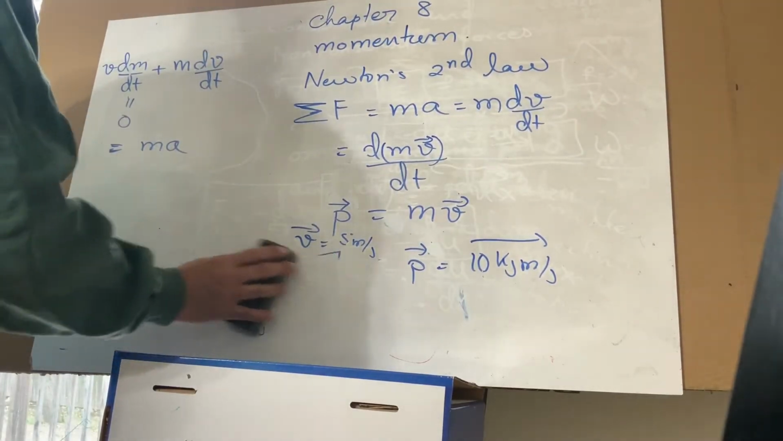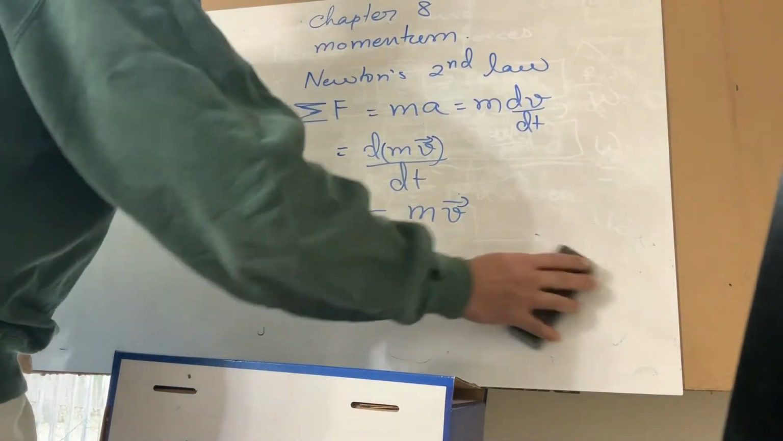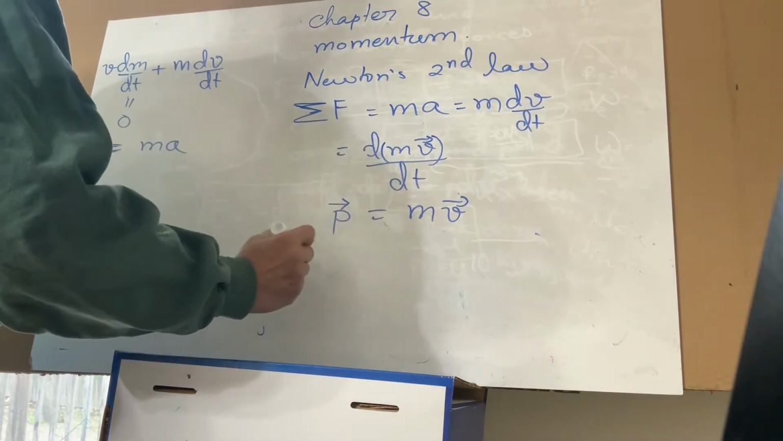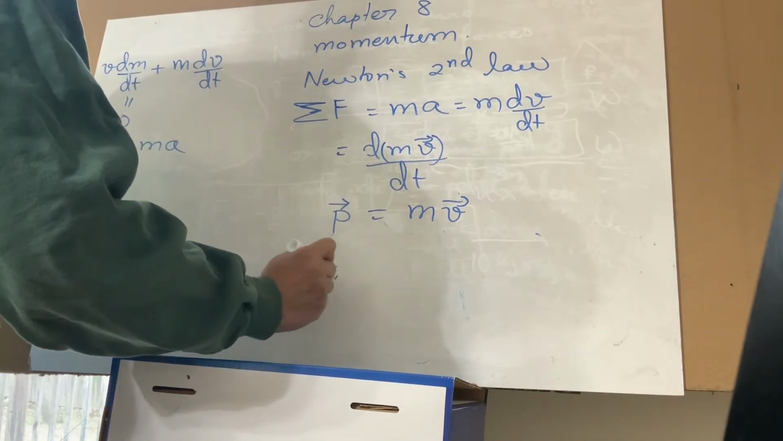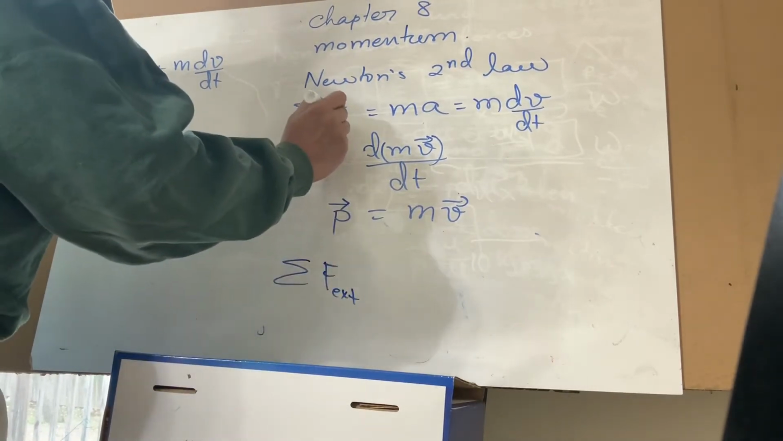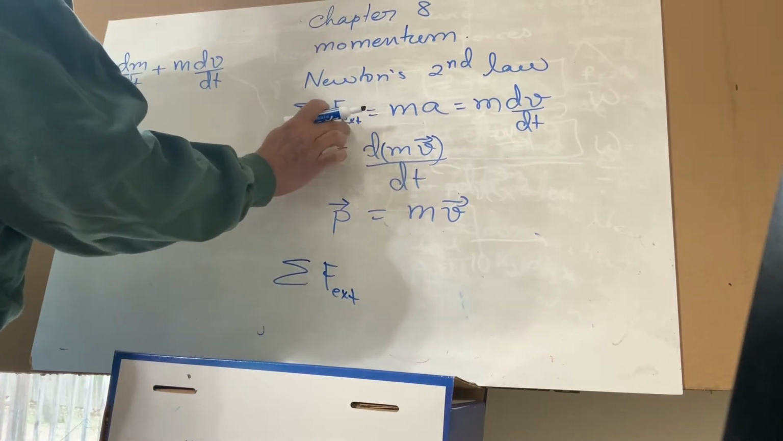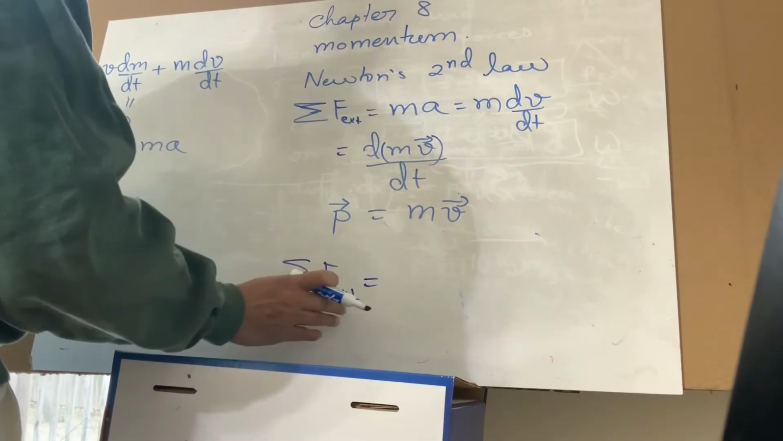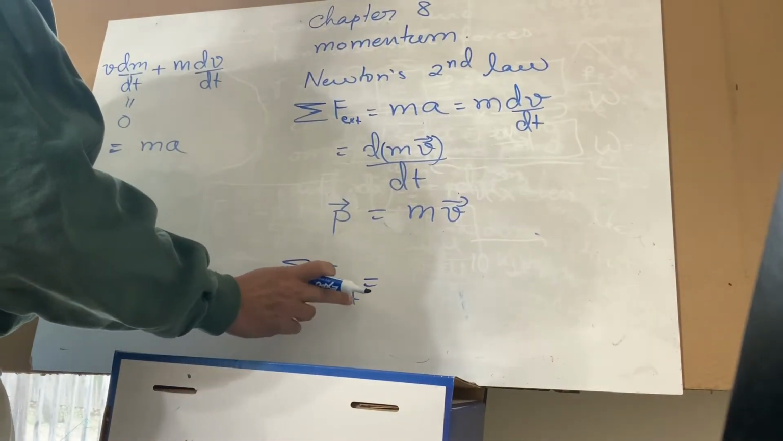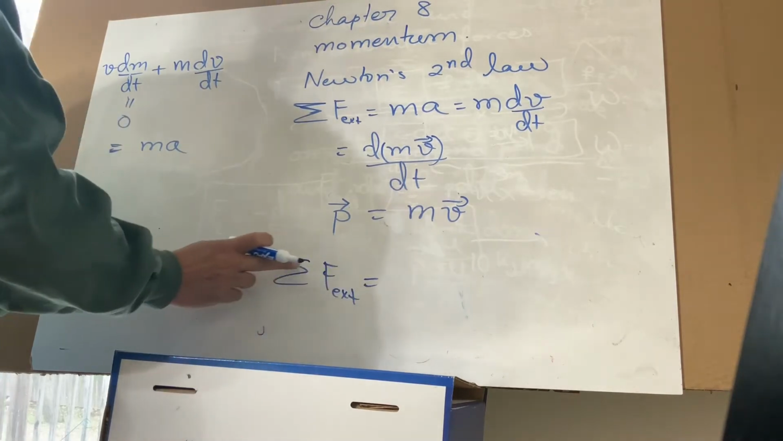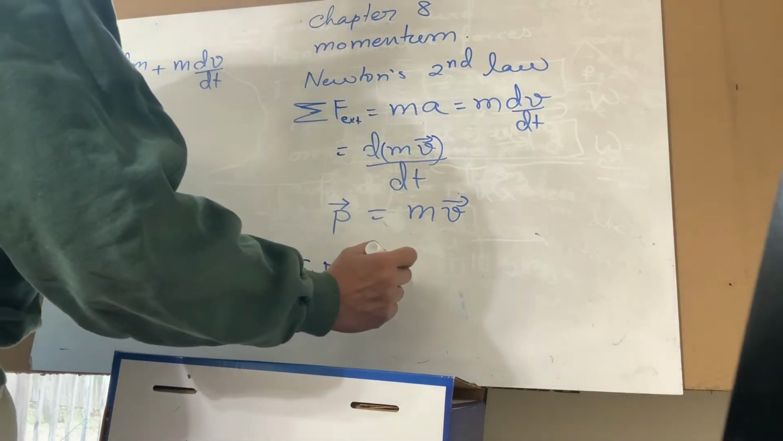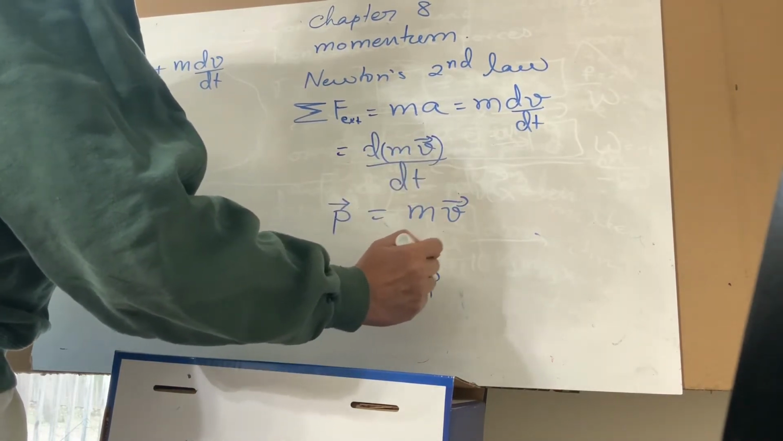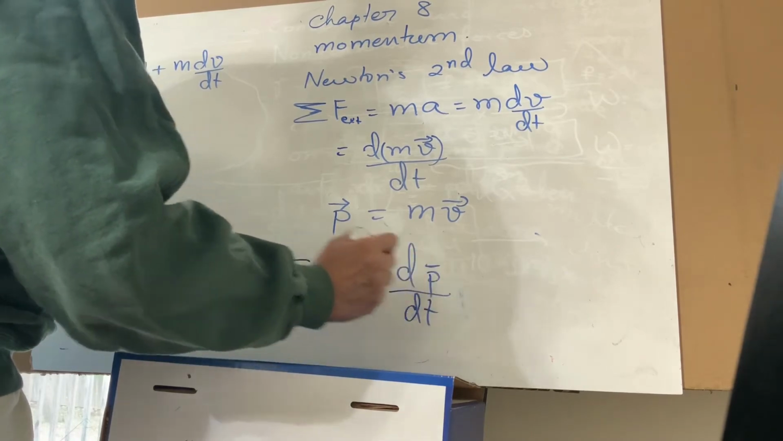Okay? So coming back, I can rewrite this. The sum of all the external forces. This is external. The book keeps writing external to tell you that it's the outside forces, so I may drop that sometimes because it's understood. The vector sum of all the external forces is equal to dp over dt, where p is mv, which we call momentum.